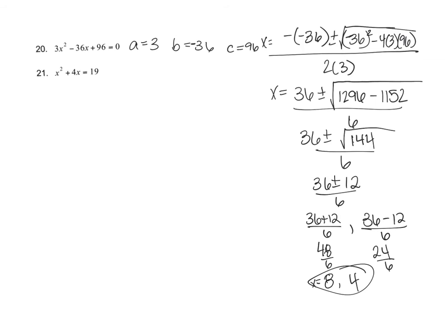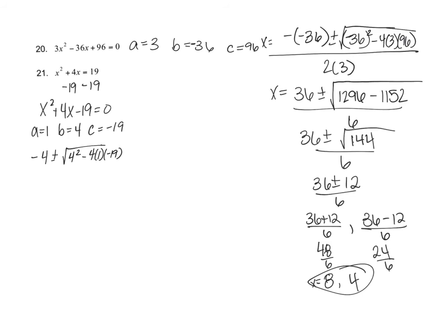Okay, now let's look at number 21. I'm going to move the 19 back over. Negative 19, x squared plus 4x minus 19 equals 0. My a is 1, my b is 4, and my c is negative 19. So I have negative b, negative 4, plus or minus the square root of b squared, that's 4 squared, minus 4 times a, which is 1, times c, which is negative 19, all over 2 times a, which is 1.